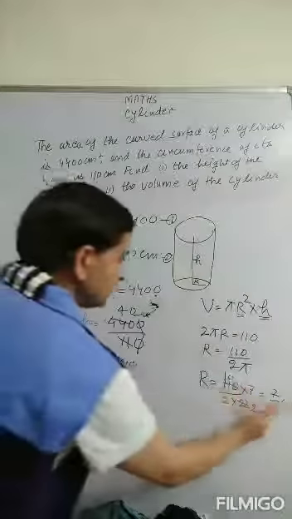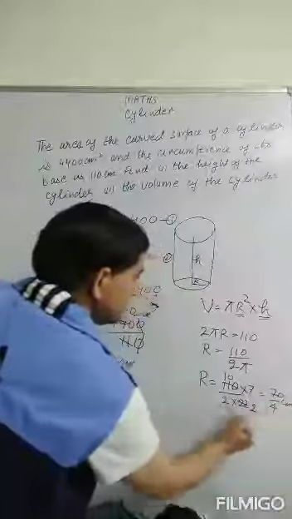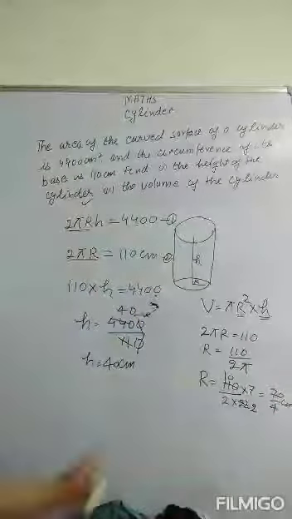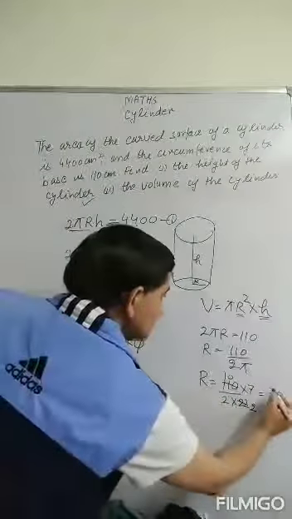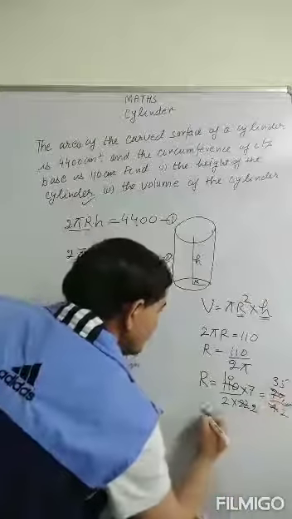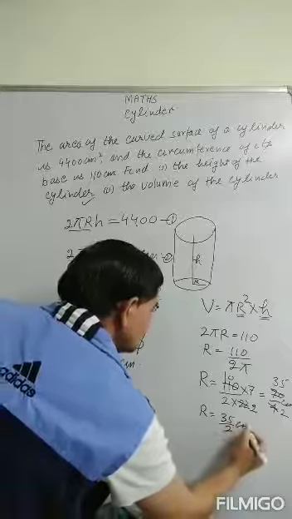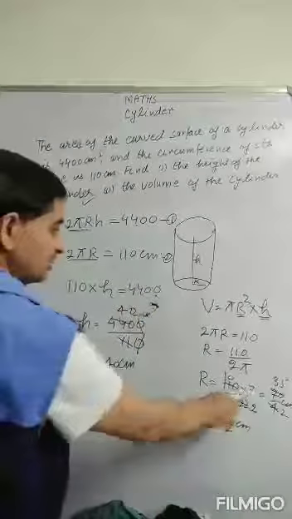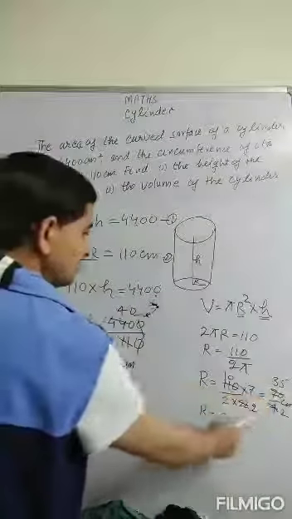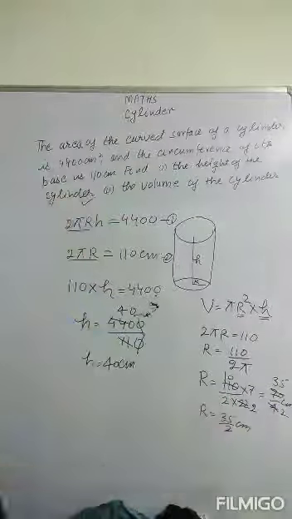Sorry, 10 7s are 70. Sorry, it's 70 upon 4. 70 upon 4, if you further reduce it, it will be 35 upon 2. So radius will be how much? 35 upon 2 centimeters. Because this 7 is also here. So 10 7s are 70 upon 2 2s are 4. So this is the radius.